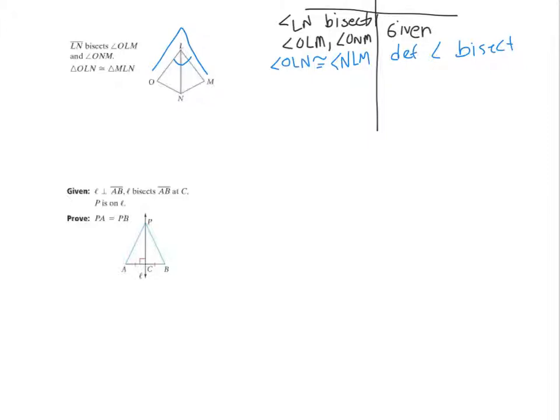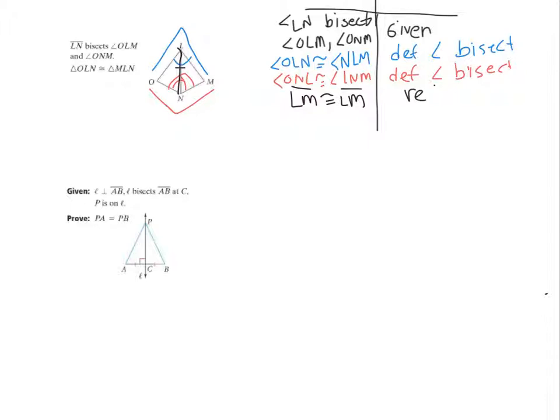I also know that it bisects angle ONM. So the red angle is cut in half such that these two angles are congruent. So I can write angle ONL is congruent to angle LNM by definition of angle bisect. And the last thing I can write, they share the same side. So LM is congruent to LM by reflexive.